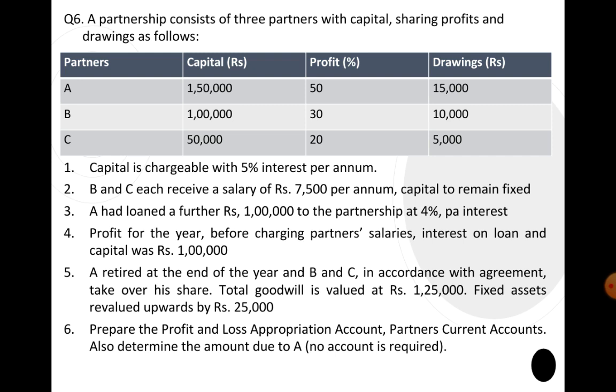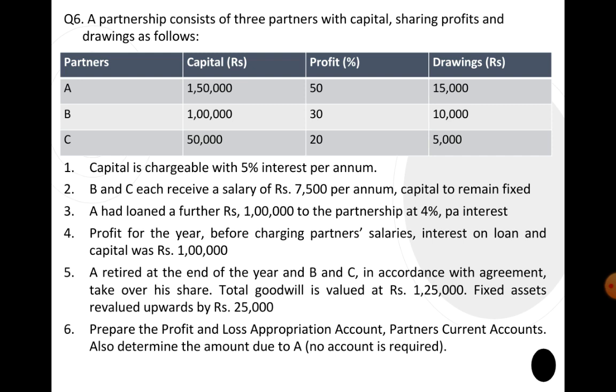And then moving on, point number 3, A had loaned a further rupees 1 lakh to the partnership at 4% interest per annum. A had loaned an amount which is rupees 1 lakh, and this amount of rupees 1 lakh will affect the capital account of the partners, not your current account. Okay, and the interest is to be charged on that loan. So the interest on the loan should be deducted from the net profit. So that amount should affect your profit and loss appropriation account.